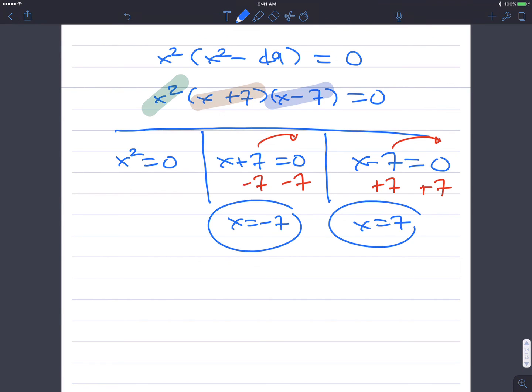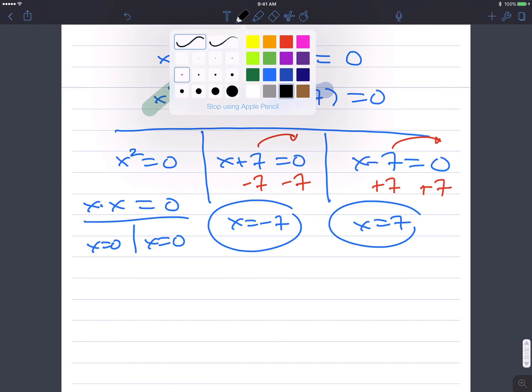Now, what about this first one? x squared is 0. What's the only thing that x could be if x squared is 0? Isn't x squared x times x, and that is 0? The only way that can happen is if either the first x was 0 or the second x was 0. Is that true? In other words, what's my solution set?